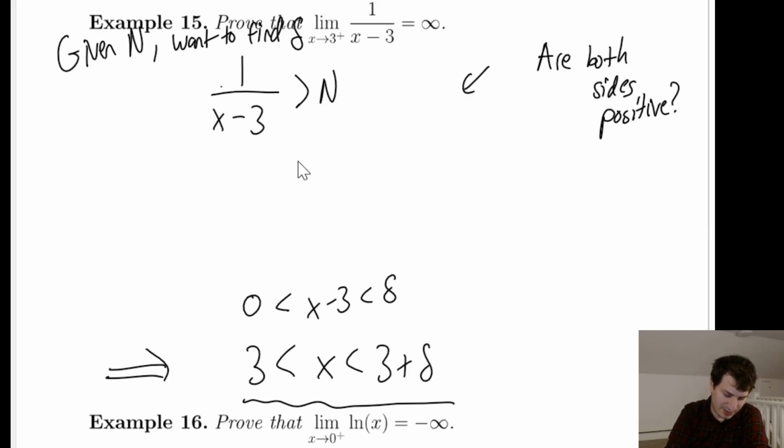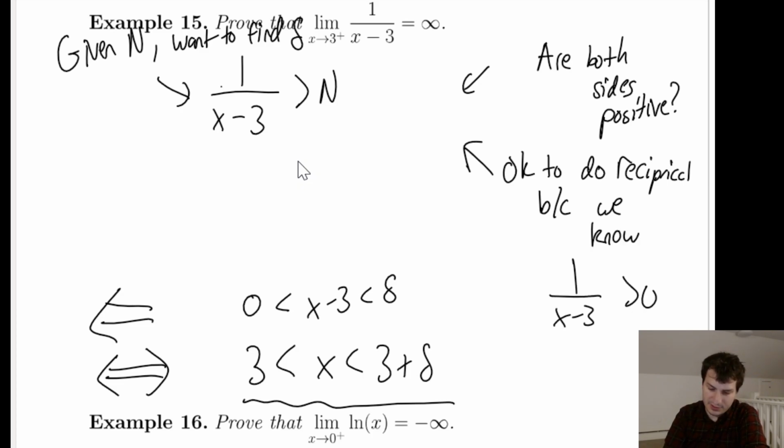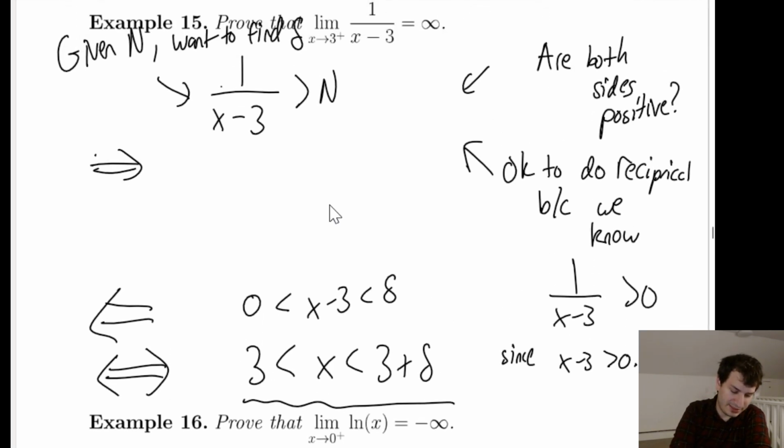Put in my lines correctly. That one if and only if that one. Because we're starting at x minus 3 bigger than 0, therefore we know that the 1 over x minus 3 over here will be positive. So it's okay to do the reciprocal, because we know 1 over x minus 3 is bigger than 0 since x minus 3 is bigger than 0. That's the hypothesis. Okay, so we can do the reciprocal to get x minus 3 less than 1 over n.